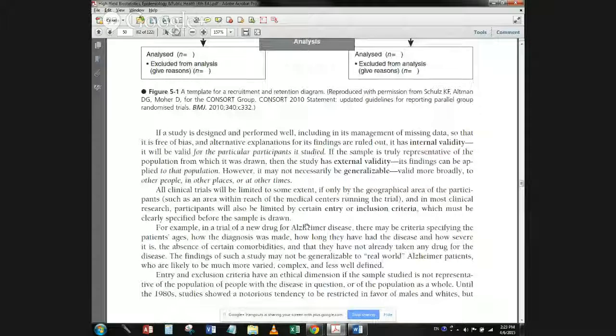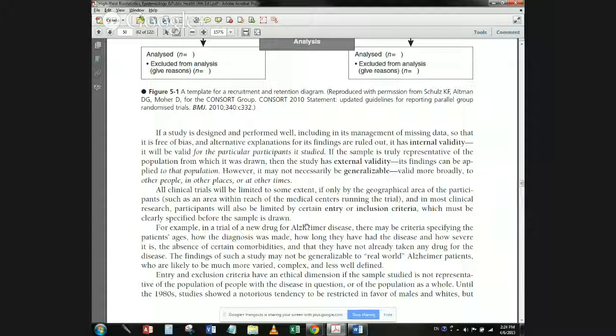If a study is designed and performed well, including in its management of missing data, so that it is free of bias and alternative explanations for its findings are ruled out, it has internal validity. It will be valid for the particular participants it studied. If the sample is truly representative of the population from which it was drawn, then the study has external validity. Its findings can be applied to that population. However, it may not necessarily be generalizable, valid more broadly to other people in other places or at other times.